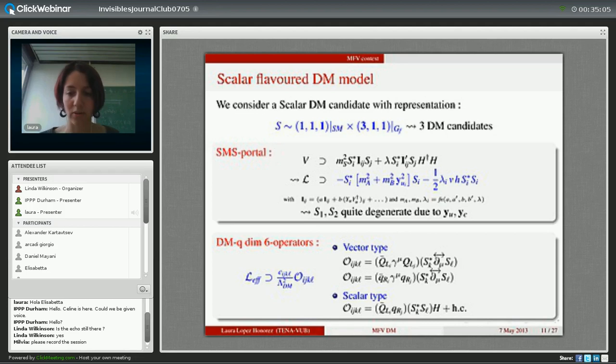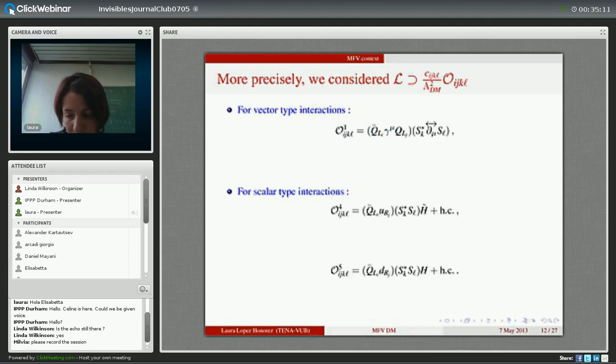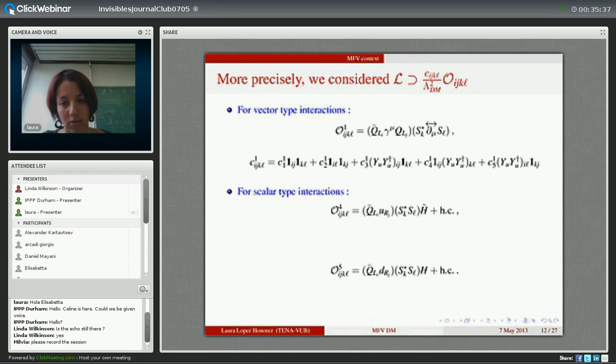Okay, so more in detail, for the dimension 6 operators that we are going to be considering in our analysis, for the vector type interactions, we have been focusing on this interaction with the doublet Q left. Actually, we could have exchanged this by U right or D right. It doesn't change much for the rest of the analysis. And these are the typical possible coefficients that we have to introduce.